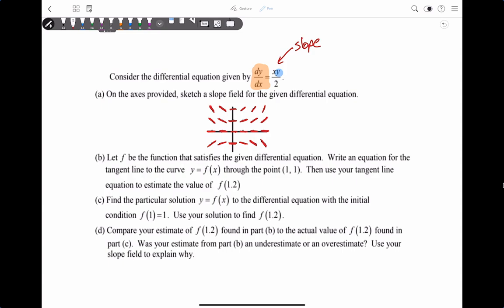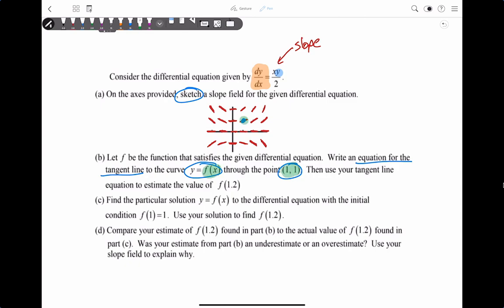Okay, so now let's look at part B. It says to sketch the slope field, which we've already done, but it wants us to go through (1, 1). Write an equation for the tangent line to the curve of f of x through (1, 1). We don't know what f of x is, but we know it goes through (1, 1).